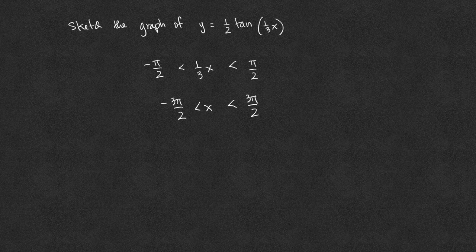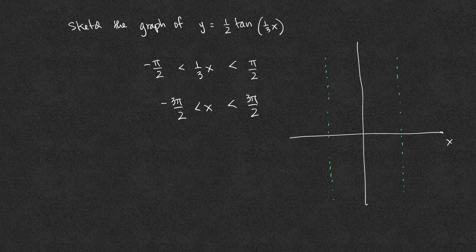Armed with this, we're going to set up the vertical asymptotes, which are at negative 3 pi over 2 and positive 3 pi over 2. We then plot a few points to make the graph more accurate. But we know that the first vertical asymptote in one complete cycle of this function is x equals negative 3 pi over 2, and another vertical asymptote is x equals 3 pi over 2.